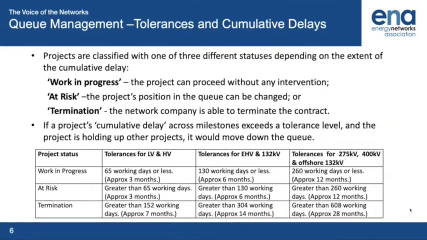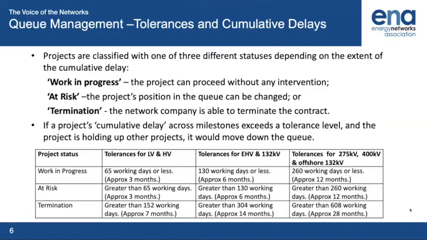So work in progress, exactly like it sounds, the project's proceeding perfectly satisfactorily. And then you've got at risk. That's when the project's position in the queue could be changed because there could be into the tolerance. And then termination is where the connection offer's terminated, right? And that customer moves down the queue.